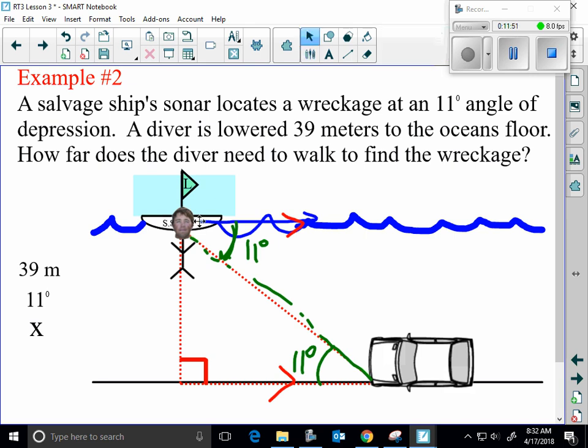We know that the diver, Mr. Breen, puts on his pressure mask, jumps into the water, gains, gains, gains, gains. Now he's on the ocean floor. How far did he travel to get to the bottom? 39 meters.